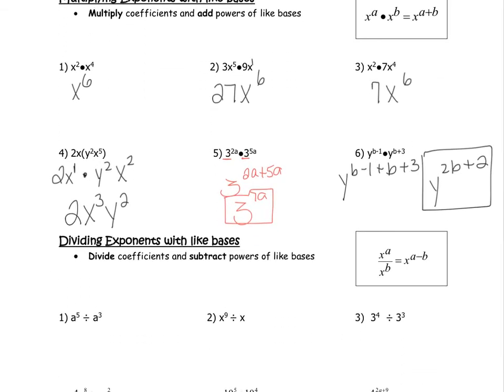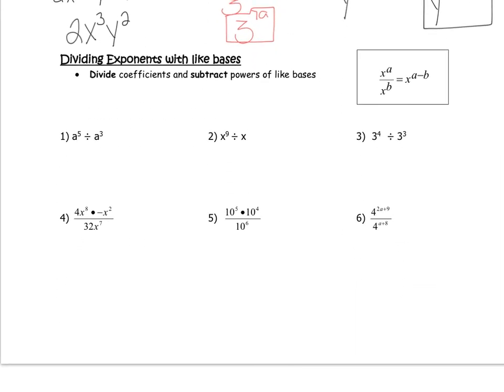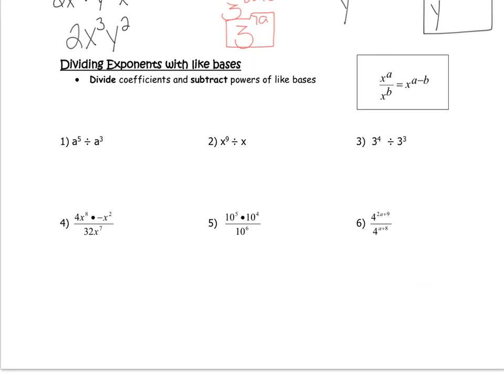Okay, next. We have dividing exponents with like bases. The rule is relatively the same, except we're going to divide coefficients and then subtract the powers. So number 1, the answer is simply a squared. Subtract 5 and 3, keep the base of a. Number 2 is x to the 8th. There's an exponent there of 1.